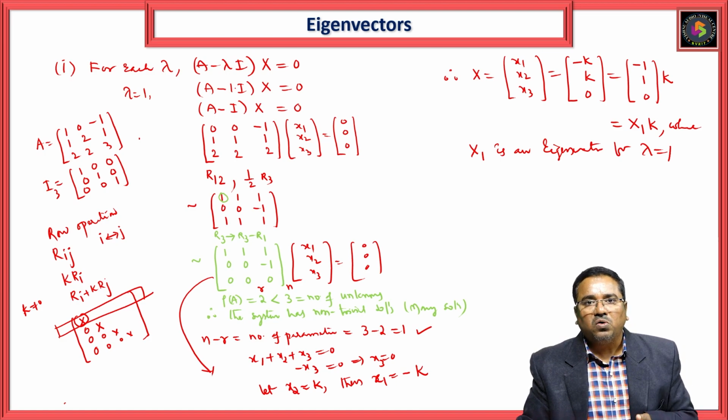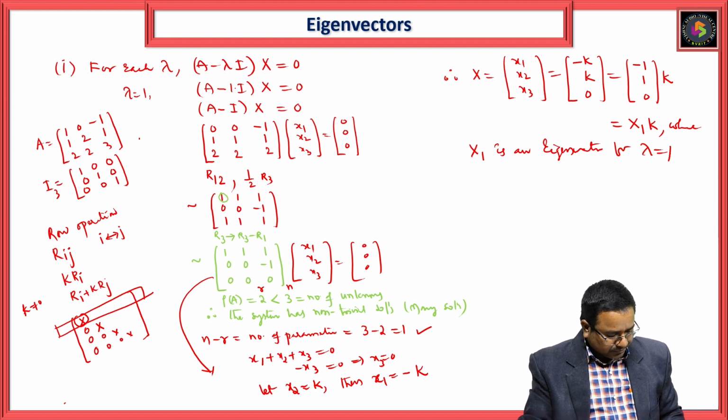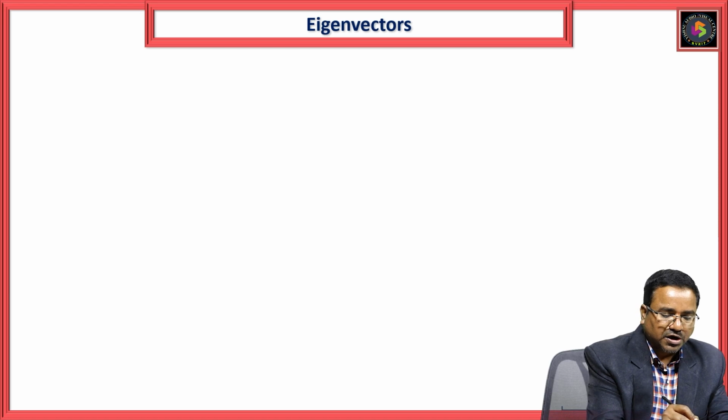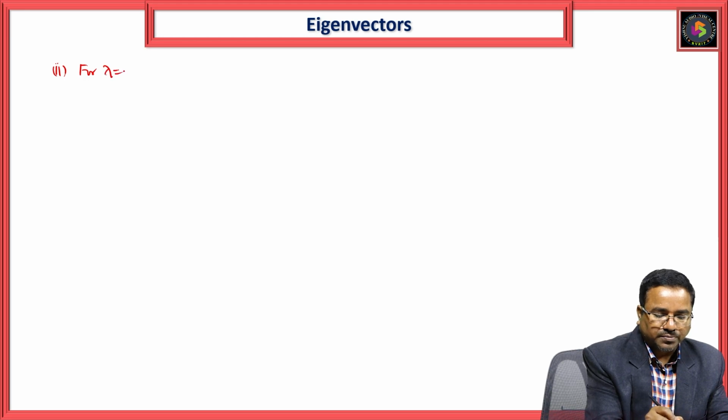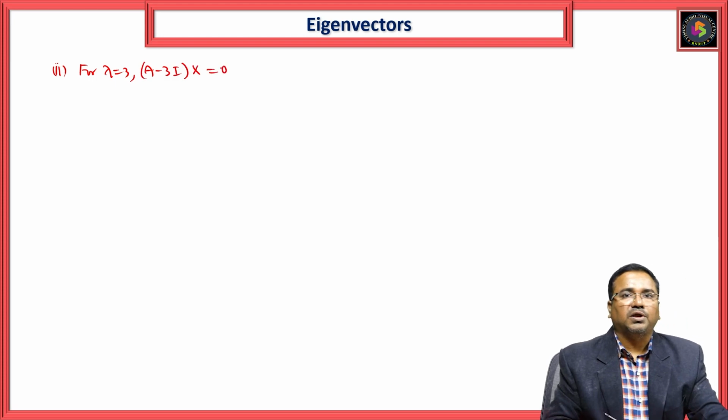Similarly, you have to find the eigenvector for lambda equal to 2 and for lambda equal to 3. So we'll move to the next one, the second one, for lambda equal to 3. What you have to consider is (A minus 3I) x equal to 0.